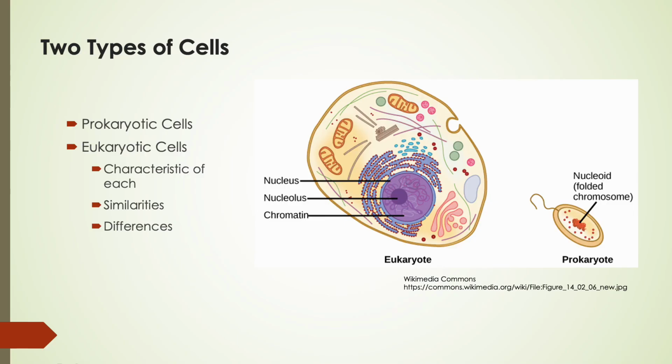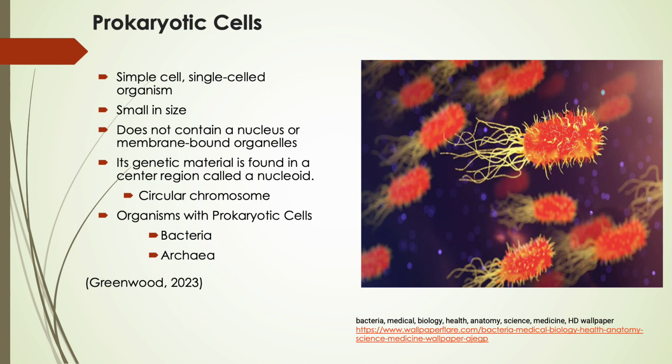I will discuss the two types of cells, prokaryotic cells and eukaryotic cells. I will also discuss the characteristics of each cell, as well as the similarities and differences. Prokaryotic cells are simple cells. The prefix pro means before, and kary means nucleus. So prokaryotic cells are cells with no nucleus. They are believed to have come before eukaryotic cells. This will be discussed further in this presentation.